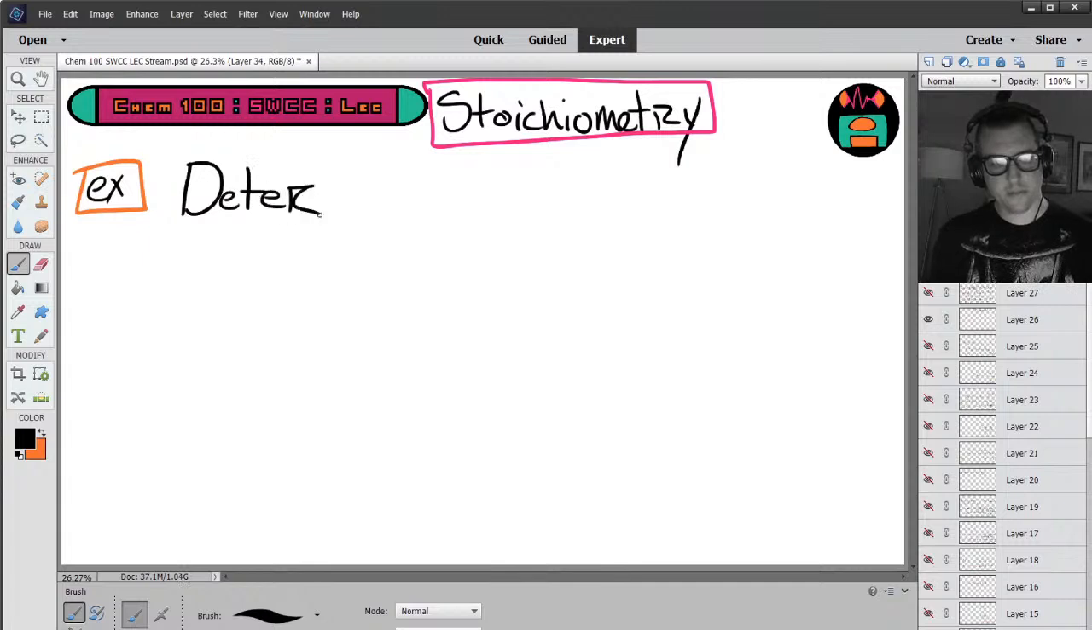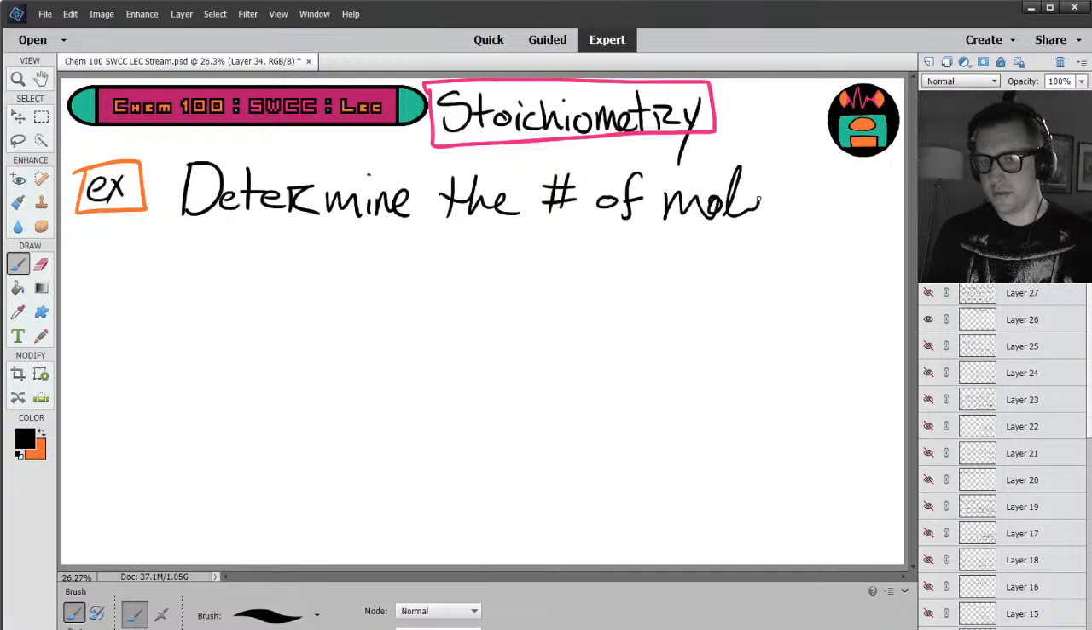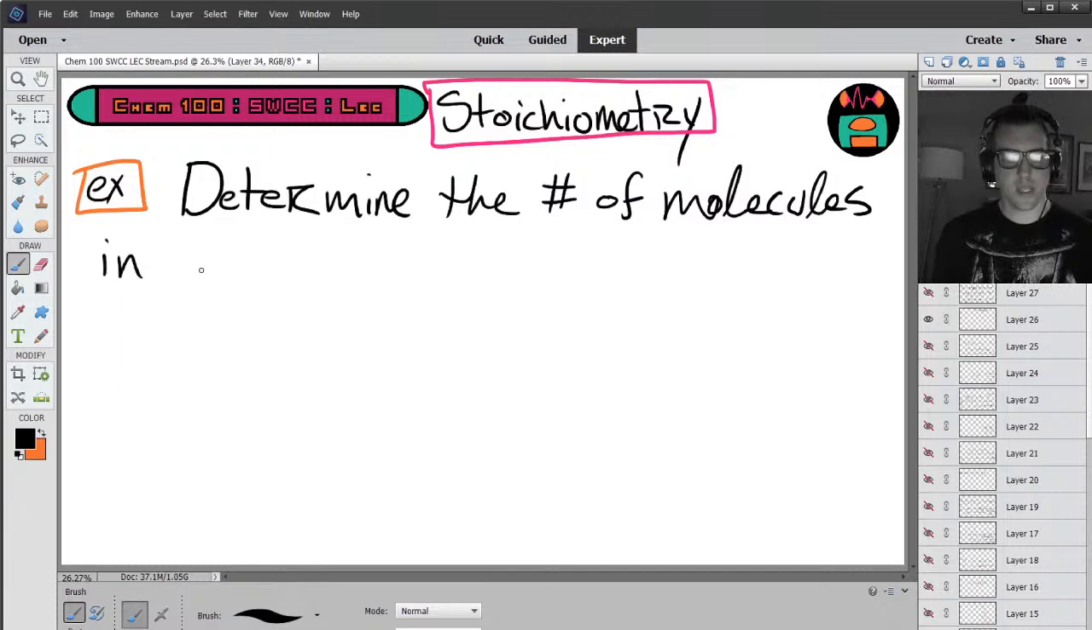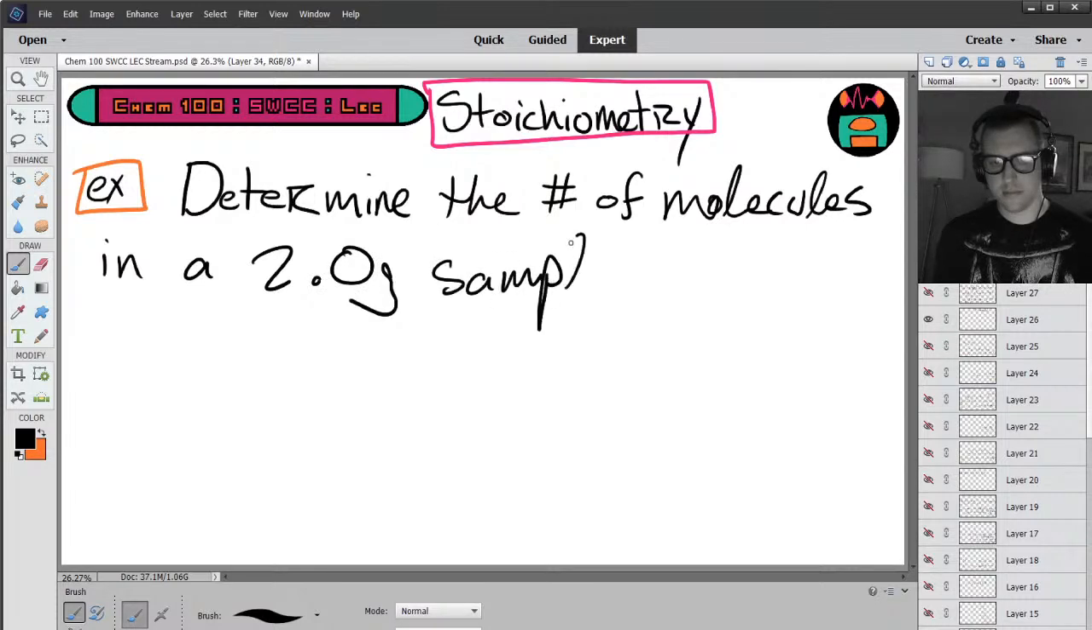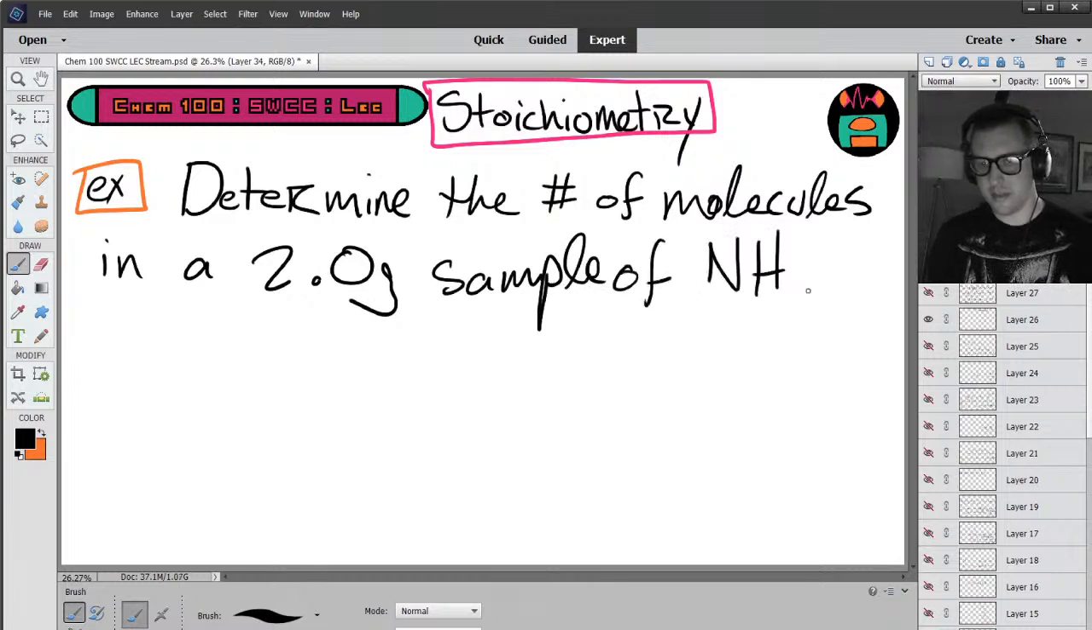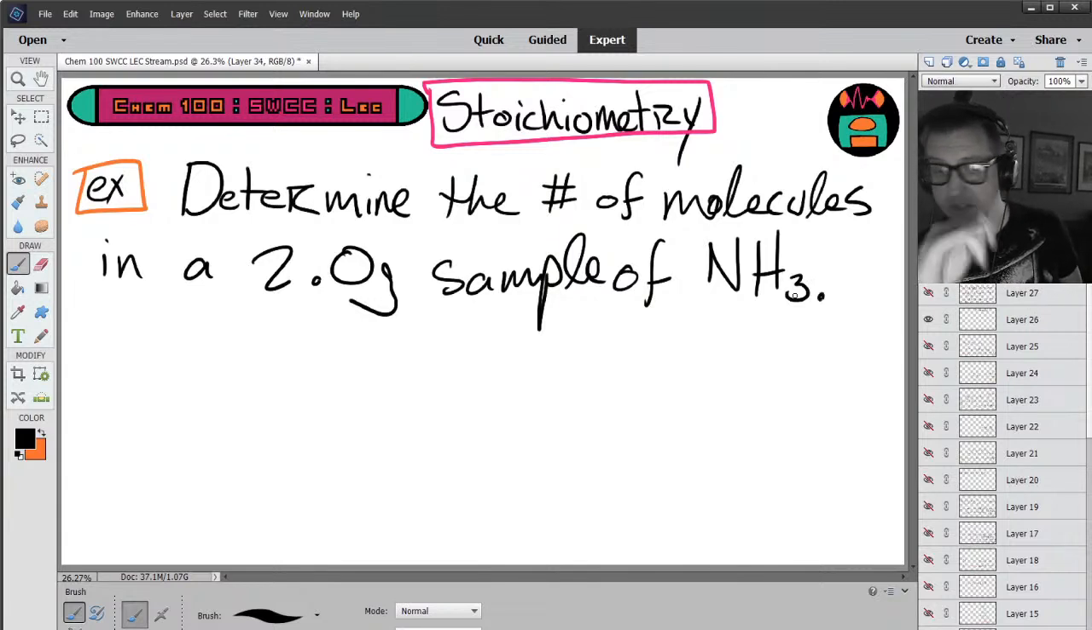Determine the number of molecules in a 2.0 gram sample of ammonia, NH3. All right, so give this a shot.